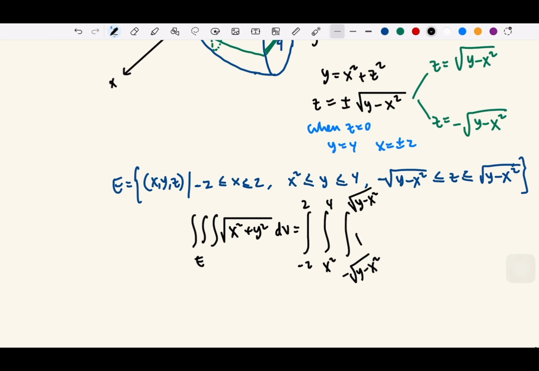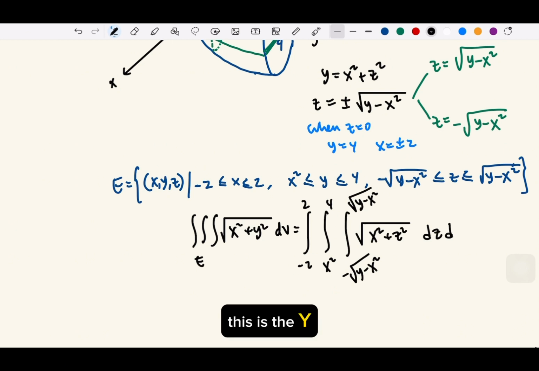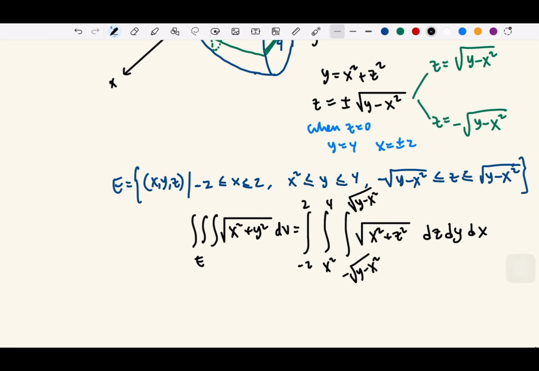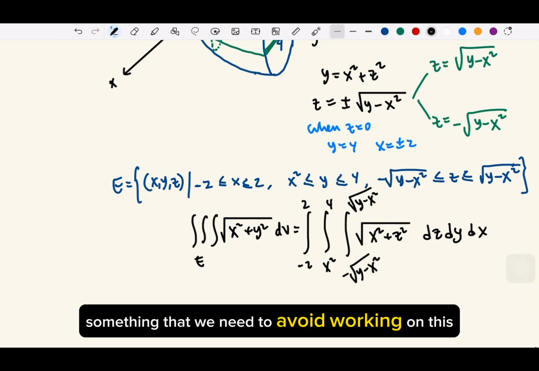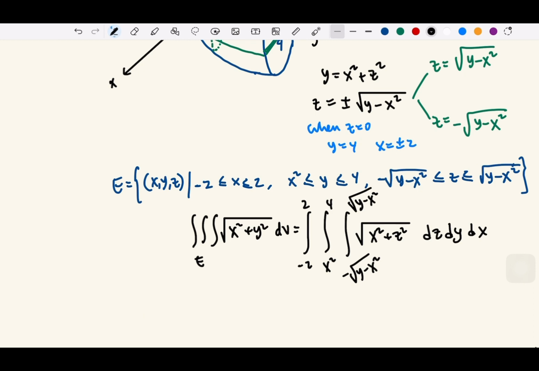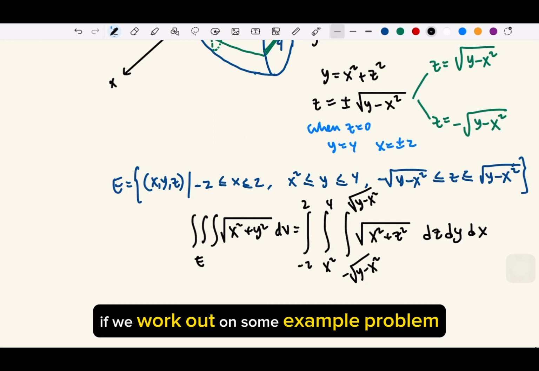This will be X squared plus Z squared. This is DZ, this is DY, this is the X. Now, of course, this is something that we need to avoid, okay? Working on this, although this is correct integration, this is something that we need to avoid if we work out on some exam or problem.